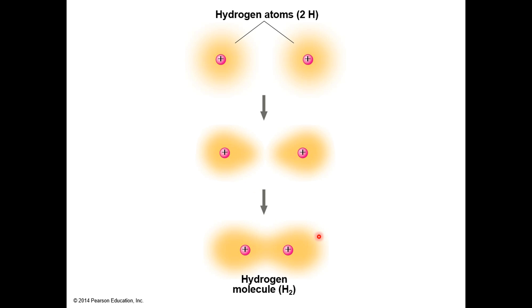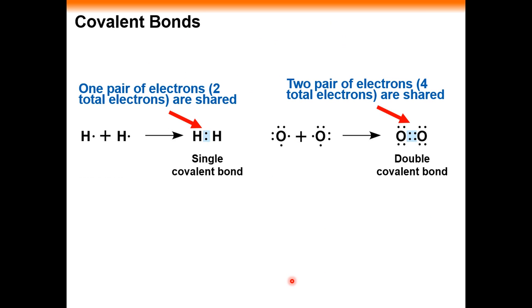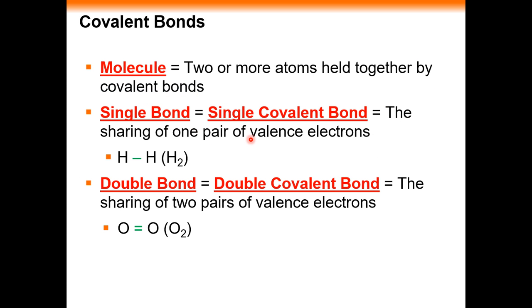Let's get close and let's interact and let's share. I have one electron. You have one electron. Let's share. So now, each one is one electron. They share, and now they each have two electrons together. They only have one each, but they're sharing two, so they both share and complete their valence shell.